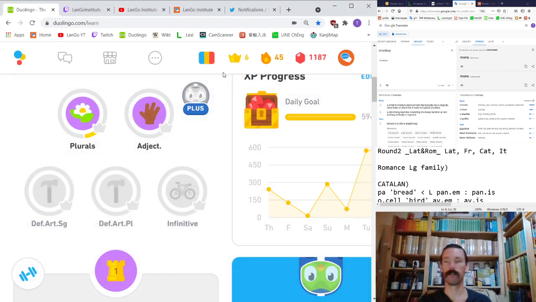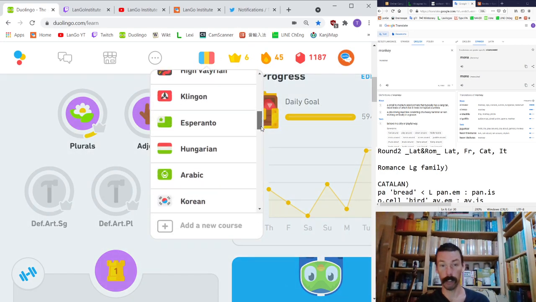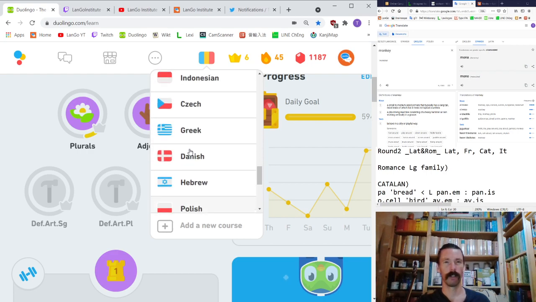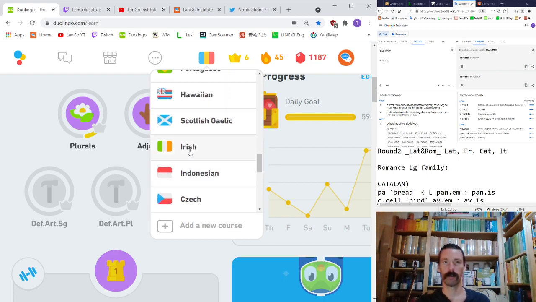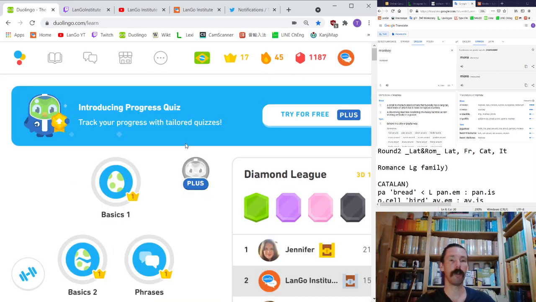Okay, I want to do a complete cycle of all the ones that are on here. Like I said, there's many, many others. Local dialects. Romance. Portuguese. And we're learning the Brazilian variety in this course.